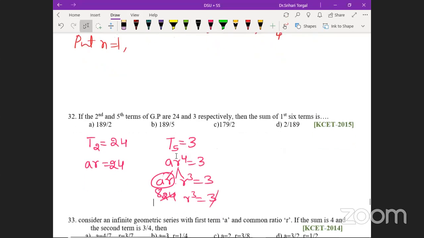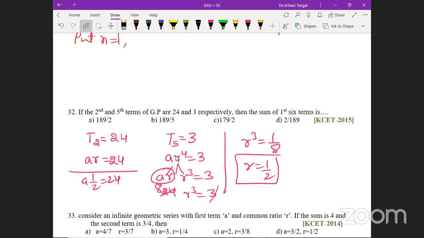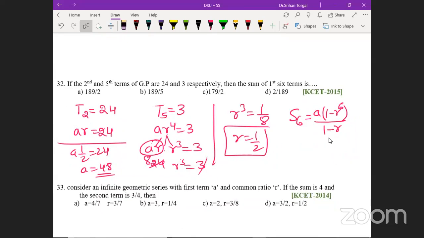So r cube will be what? 1 by 8. r is 1 by 2. Got it? r will be equal to 1 by 2. And if you put r equal to 1 by 2 here, a value will be 48. Now you can find out S6. What is that formula? a into 1 minus r power n divided by 1 minus r. Okay. Now, what is that? a I have to write as it is. Sorry, a is 48, right? Okay.